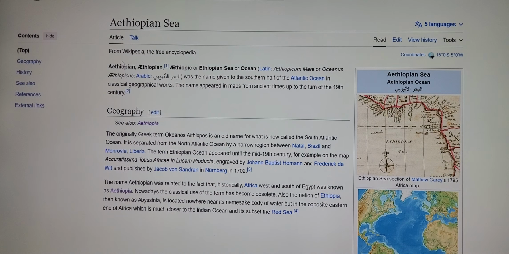All right, let's go into a little bit of information. You know, the term comes from Herodotus. Okay. I gave you a quote from Herodotus. We'll go into Ethiopia. Okay.